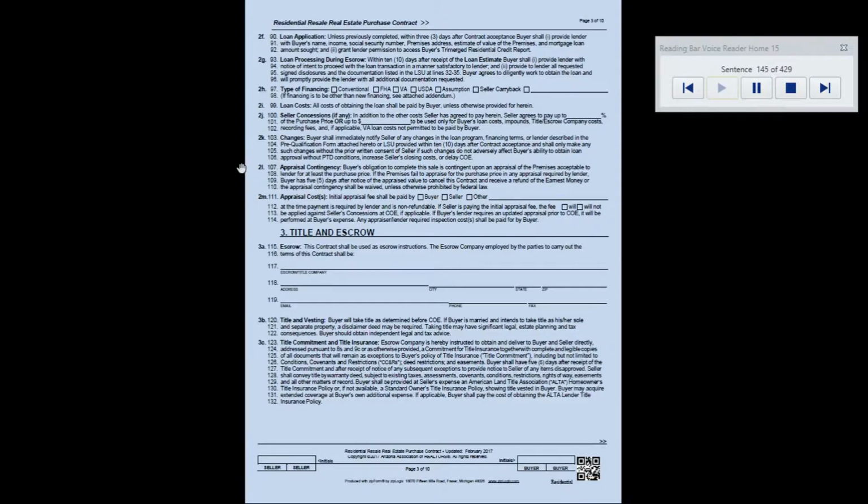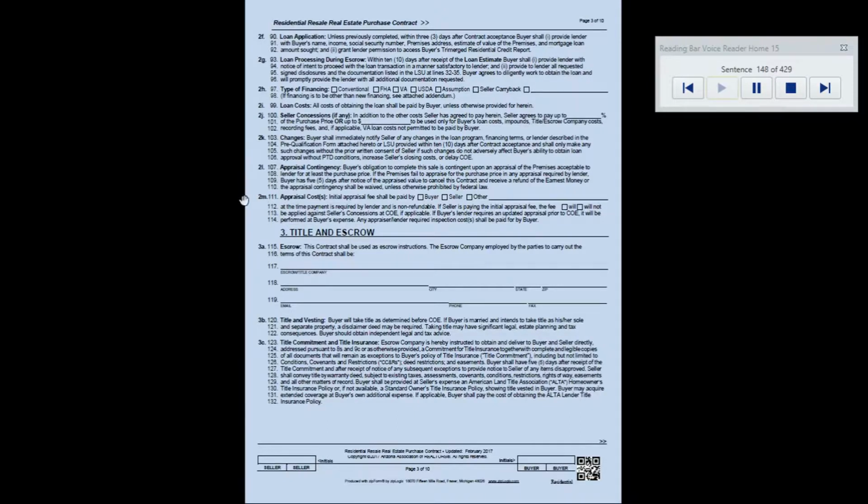2L. Appraisal contingency. Buyer's obligation to complete the sale is contingent upon an appraisal of the premises acceptable to lender for at least the purchase price. If the premises fail to appraise for the purchase price in any appraisal required by lender, buyer has 5 days after notice of the appraised value to cancel this contract and receive a refund of the earnest money, or the appraisal contingency shall be waived, unless otherwise prohibited by federal law.